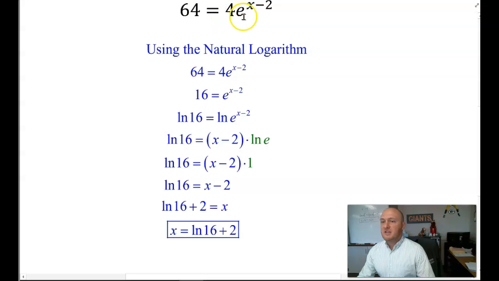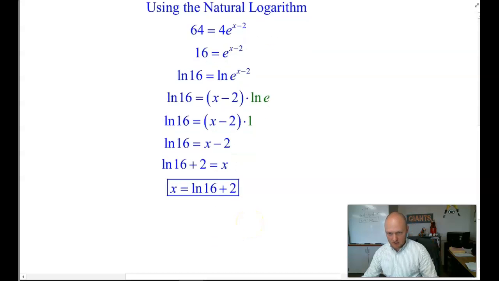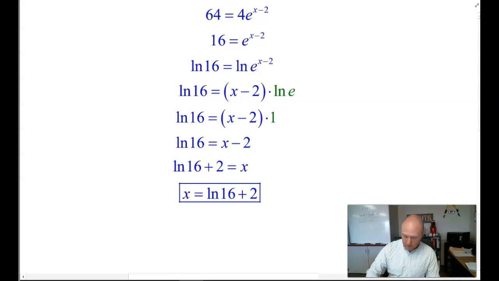Don't confuse this with base 4. Maybe if you saw this, you're like, hey, this is base 4, and I know 64 is 4 to the power of 3. Well, the base of this exponent is e. It's not 4. 4 is just a coefficient. So anyway, we go ahead and take a logarithm of each side, and we get x minus 2 is equal to the natural log of 16. Add 2 to both sides, and we get x is equal to the natural log of 16 plus 2.